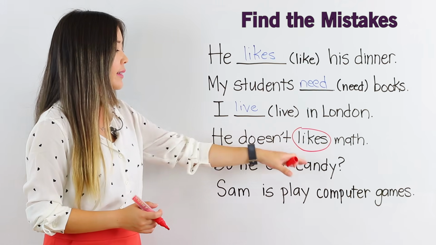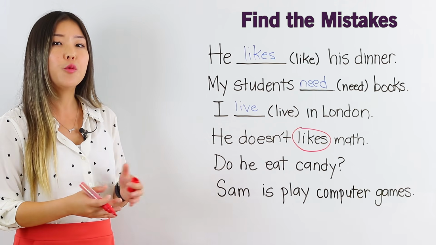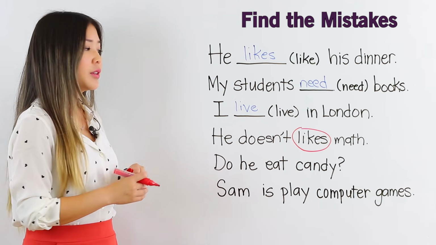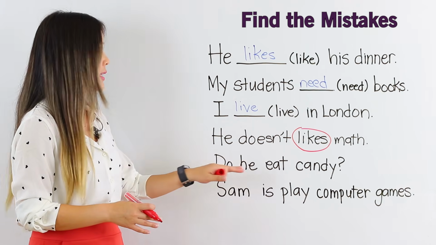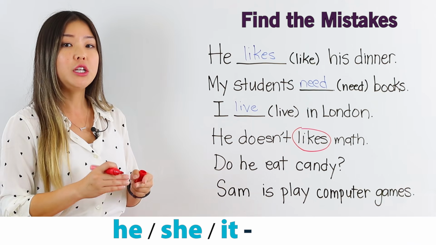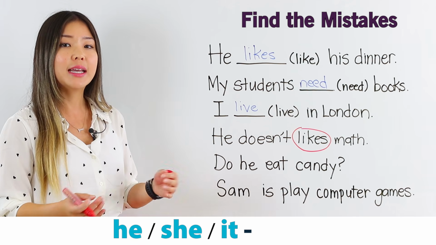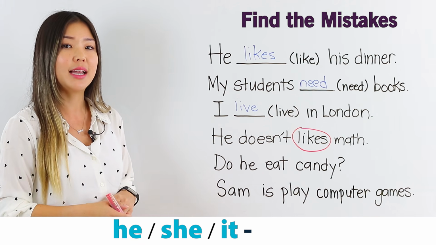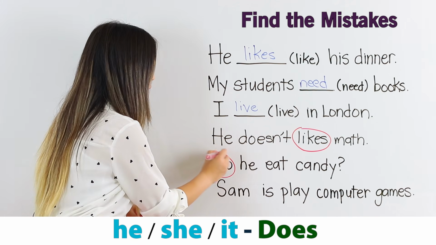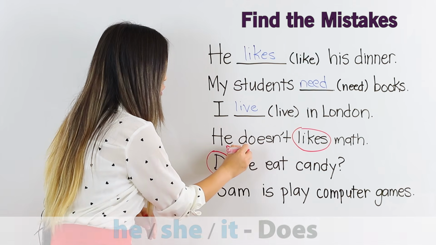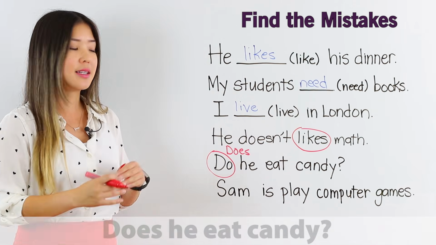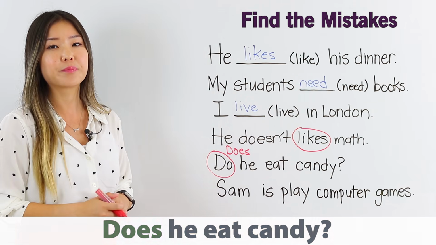Do he eat candy? Here we have a question. The subject of this sentence is he. For he, she, it, when we're making a question in the present simple tense, we use does, not do. So the correct answer is, does he eat candy?